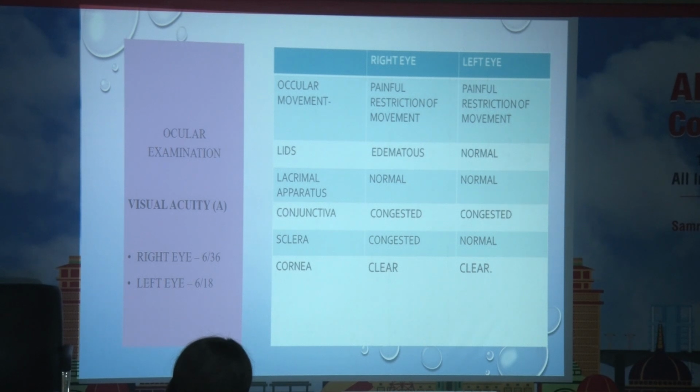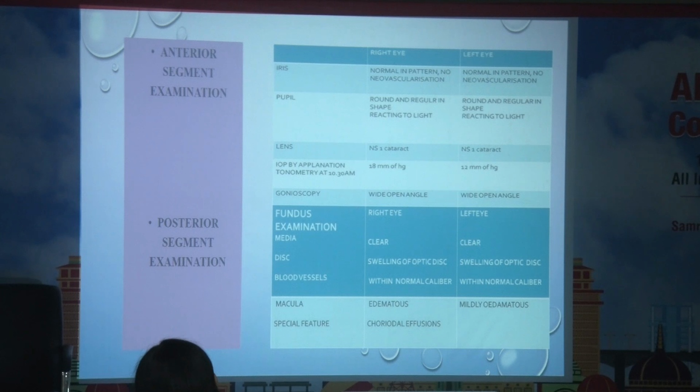Regarding the ocular examination, the aided visual acuity was 6/36 in the right eye and 6/10 in the left eye. The ocular movement was painful, with restriction of movement in both eyes. The lids were edematous in the right eye, and the conjunctiva was congested in both eyes. The lens showed cataract of NS grade 1 in both eyes.